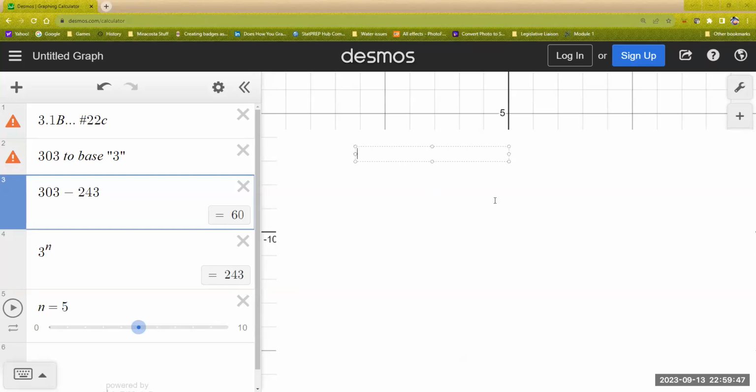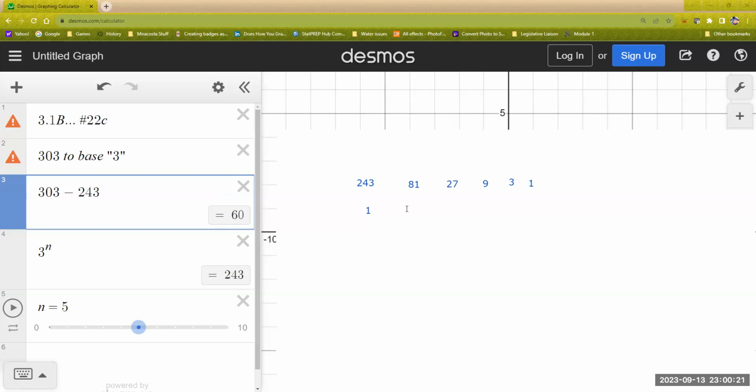So what I have now is, because I have 3 to the 5th, I'm going to write out these place values. I have my 1s, my 3s, my 9s, which is 3 squared, my 27s, 81, and then the last one is 243. So what do I end up with here? 243 goes into 303 one time. So that's one group of 243. And take a look at what's remaining: 60.